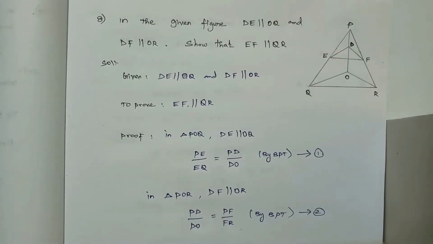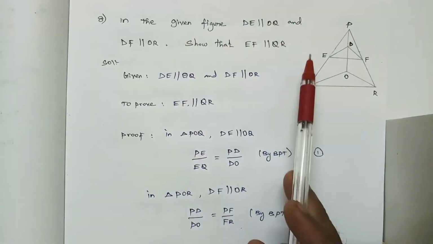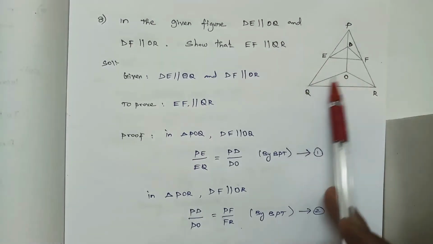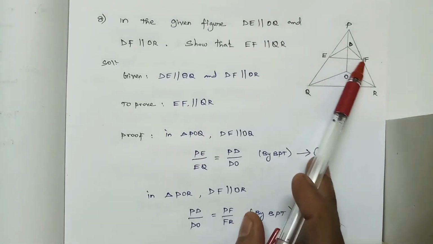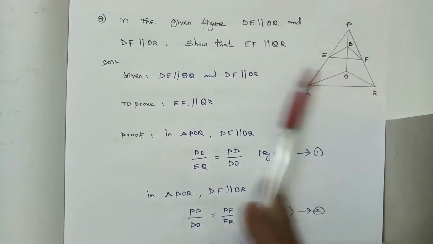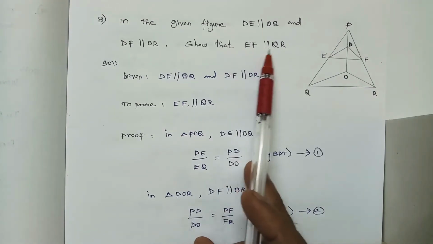Next, sum number 8. Seven completed. Sum number 8, see. In the given figure, DE is parallel to OQ, and DF is parallel to OR. Show that EF is parallel to QR.